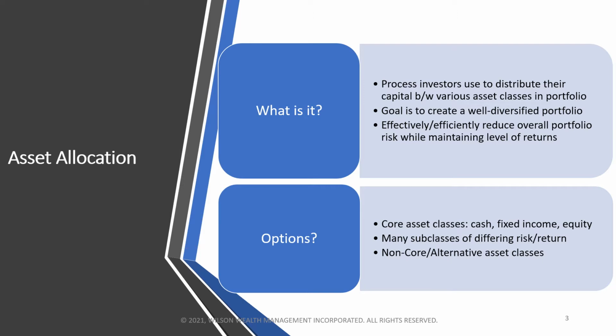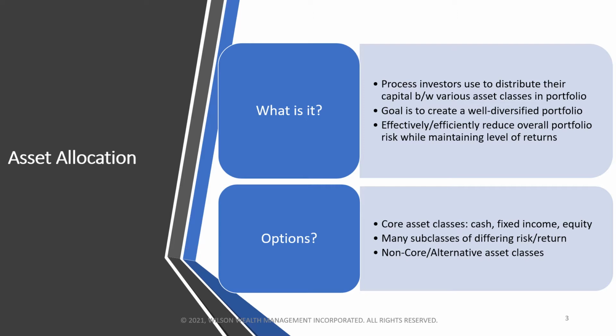What are our options when we're looking at an asset allocation? Well, I tend to think that there are three core asset classes: cash and cash equivalents, fixed income, and equities. And we covered, I think, the core concepts of those classes before, and we'll look at them in a little more detail later. But within those core three classes, there are many subclasses that have different risk and return profiles.